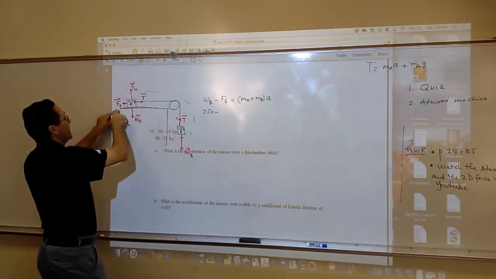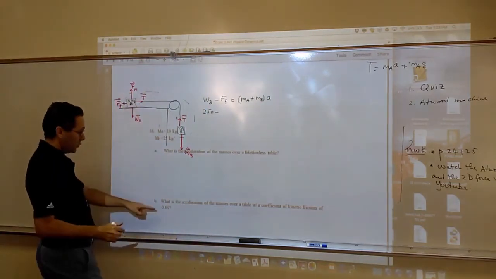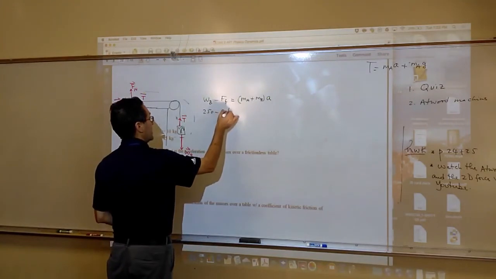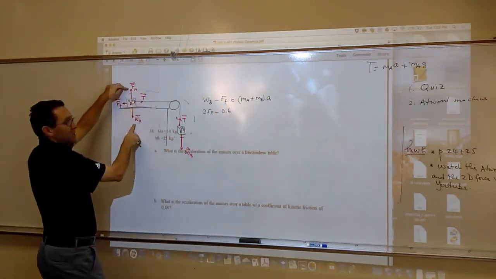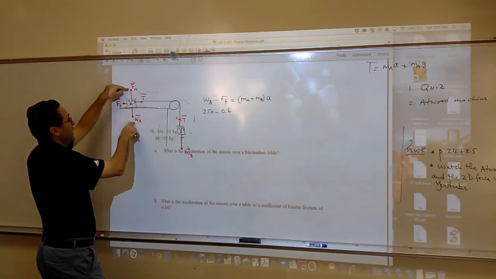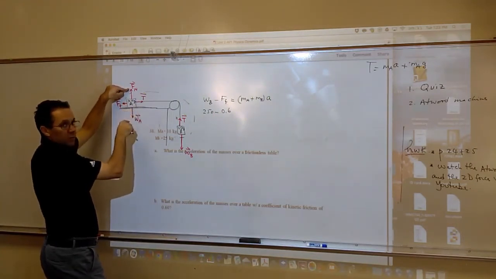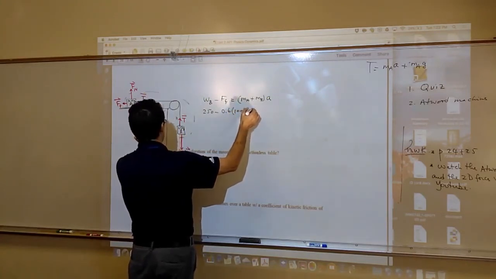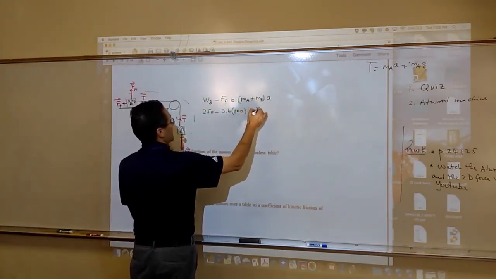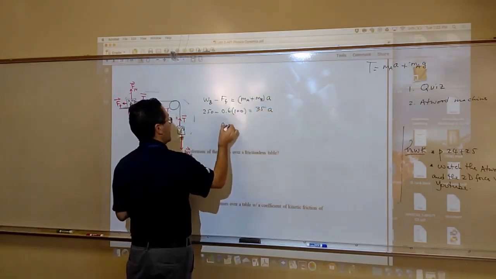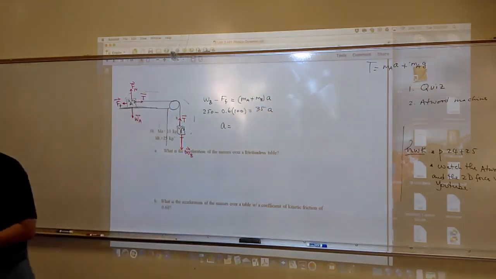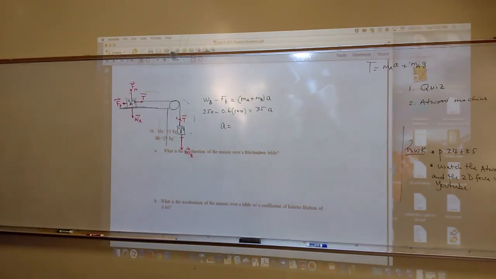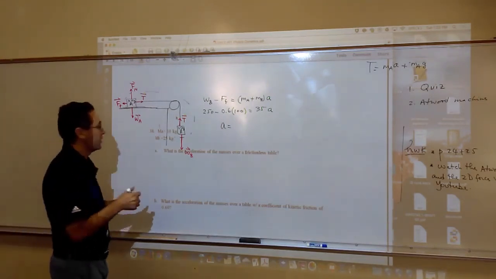Well, WB is just 250 minus FF. Now, FF is mu Fn, and the mu is 0.6. Now, the Fn is the same as WA. So WA is 10 times 10, from W equals mg. So that's 100. It equals the two masses, 25 and 10, is 35A. So A equals, I'm going to look at the answer here. It looks like it's 5.43.